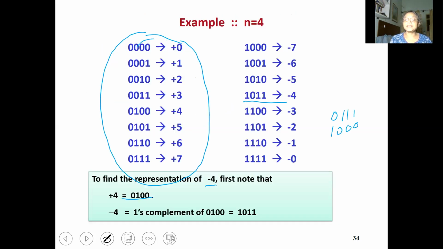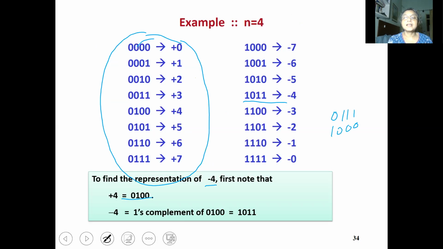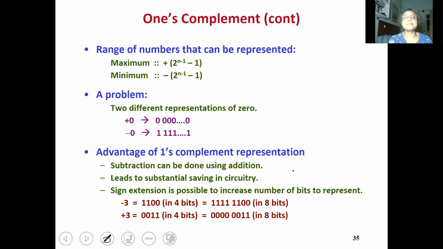If you complement the bits, the negative number's MSB will become 1, because in the original representation of the positive number, the MSB is 0. When you complement it, it becomes 1. If you use the ones complement notation, the maximum positive number that you can represent... Here also you see that there are two representations of 0. And we see that the largest positive number is plus 2 to the power n minus 1, minus 1, and the smallest number is minus of 2 to the power n minus 1. Two representations of 0.